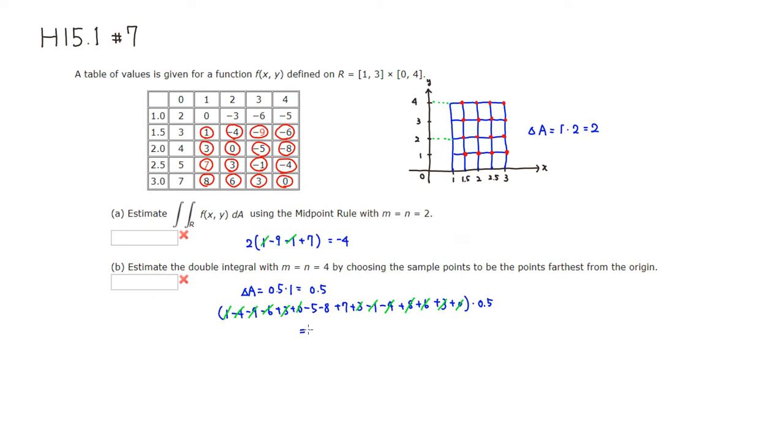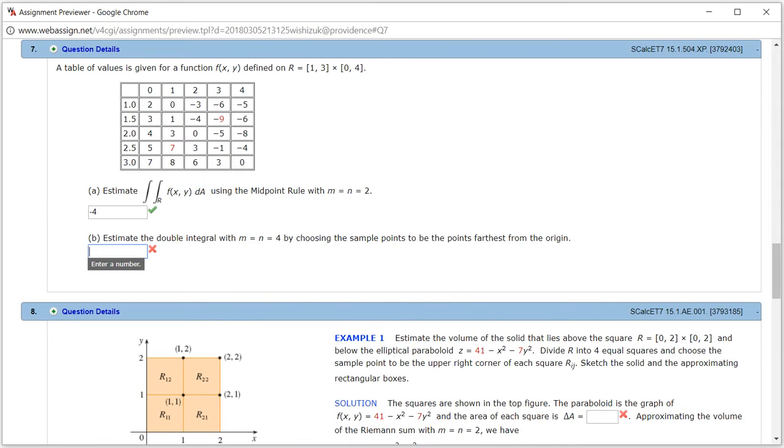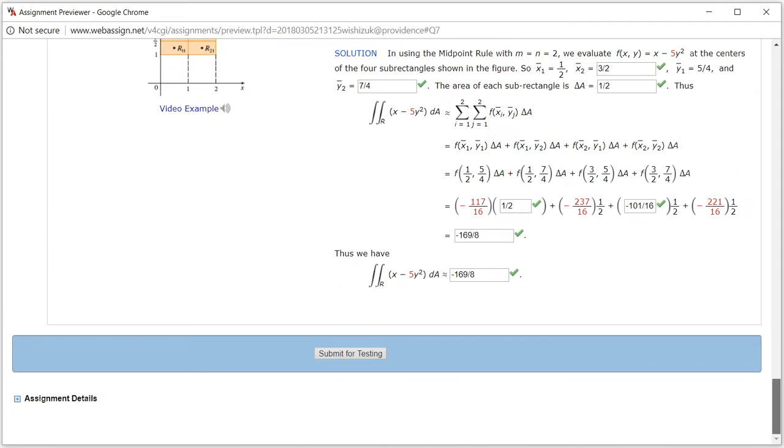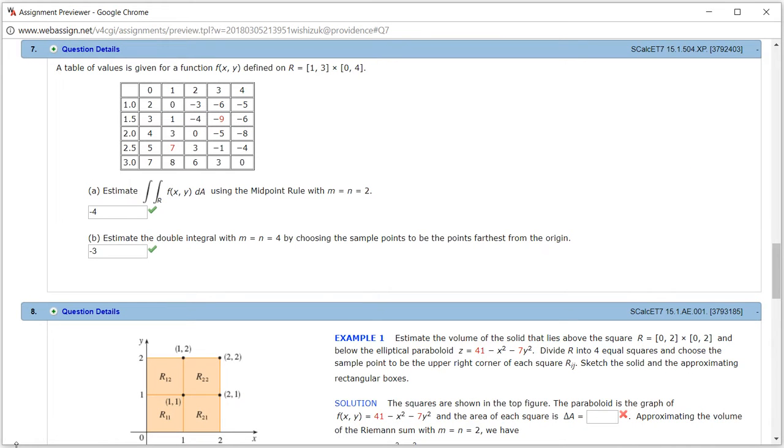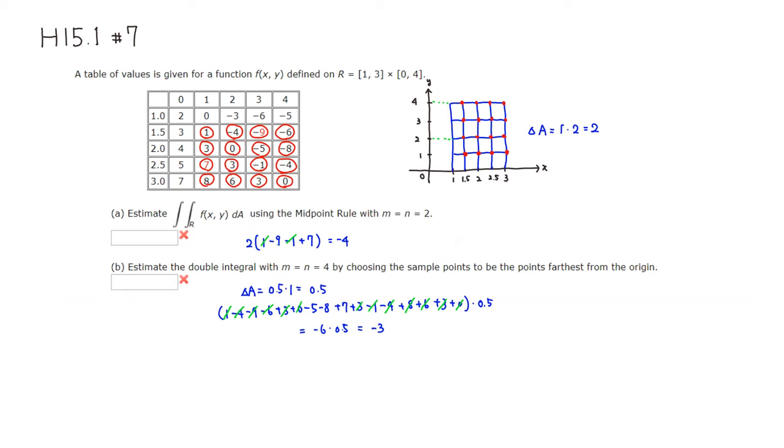So this is going to be negative 6 times 0.5, which is negative 3. Let's type it in. So we got negative 3 for part B. Submit for testing. It came back and looks like we got this one correctly. That's it. I hope that this was clear.